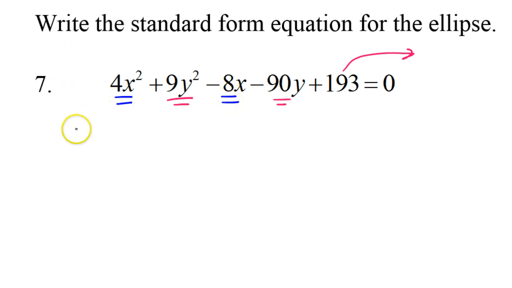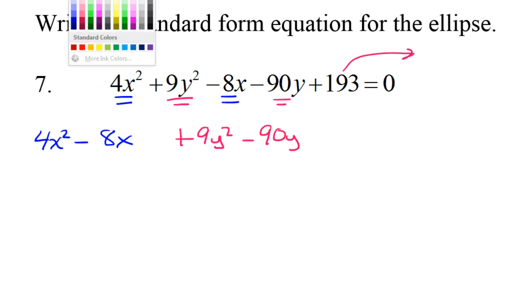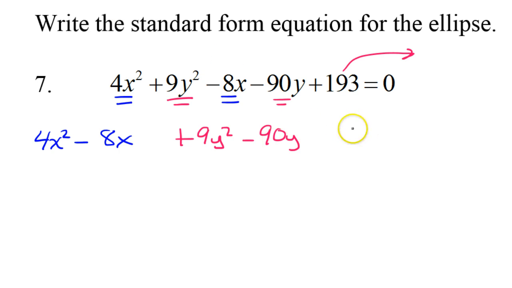So grouping the x terms together, we've got 4x squared minus 8x. Those go together. And then the y terms, I'm going to have plus 9y squared minus 90y. And then we will have equals negative 193.